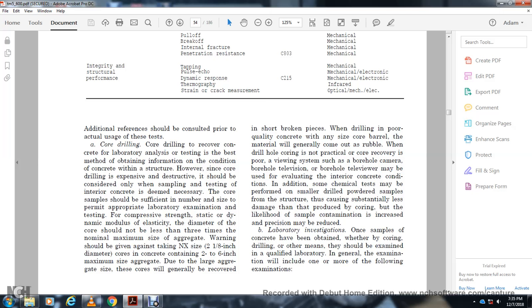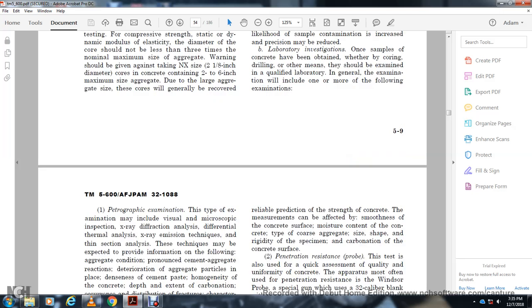Laboratory investigation on samples of the concrete that have been obtained, whether by coring, drilling, or other means, should be examined by a qualified laboratory, and general examinations will include one or more of the following. Alright, petrographic examination. This type of examination may include visual microscopic inspection, X-ray diffraction analysis, differential thermal analysis, and X-ray emission testing techniques for elemental analysis.